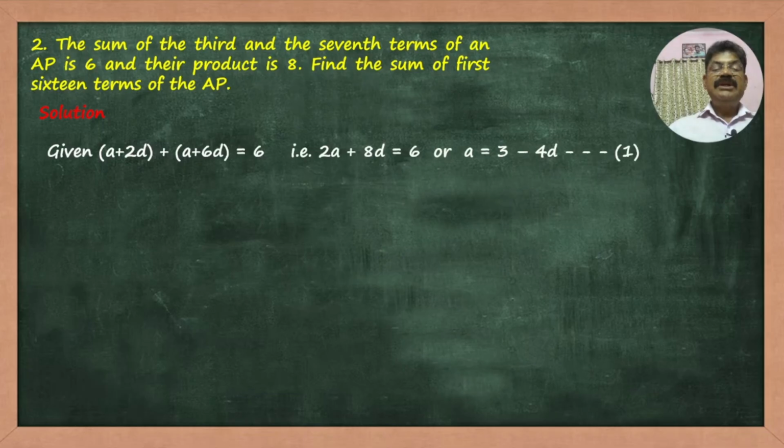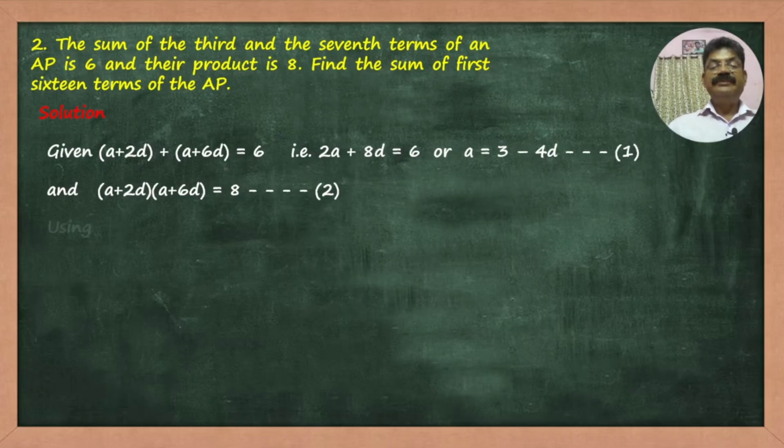Given a plus 2d plus a plus 6d is equal to 6. This is given. So on simplification, I get a is equal to 3 minus 4d. I call this equation number 1. Next, its product is equal to 8. So I call this equation 2.